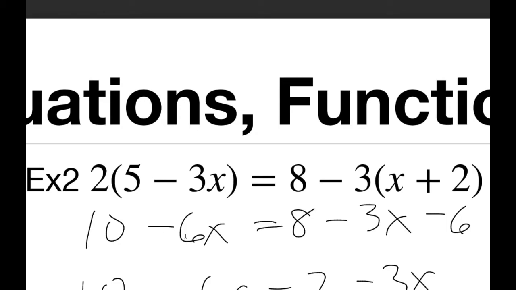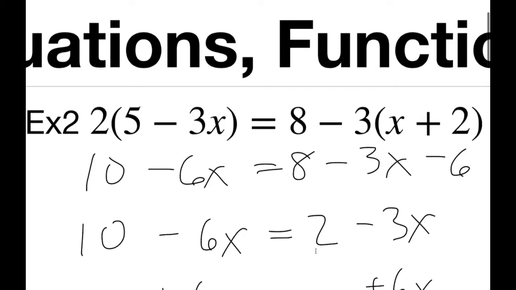Maybe it would be a really great thing to do first to just distribute. So when you distribute this 2, you get 10 minus 6x equals 8 minus 3x minus 6. And then combining the 8 and minus 6, you get 2. So 10 minus 6x equals 2 minus 3x.